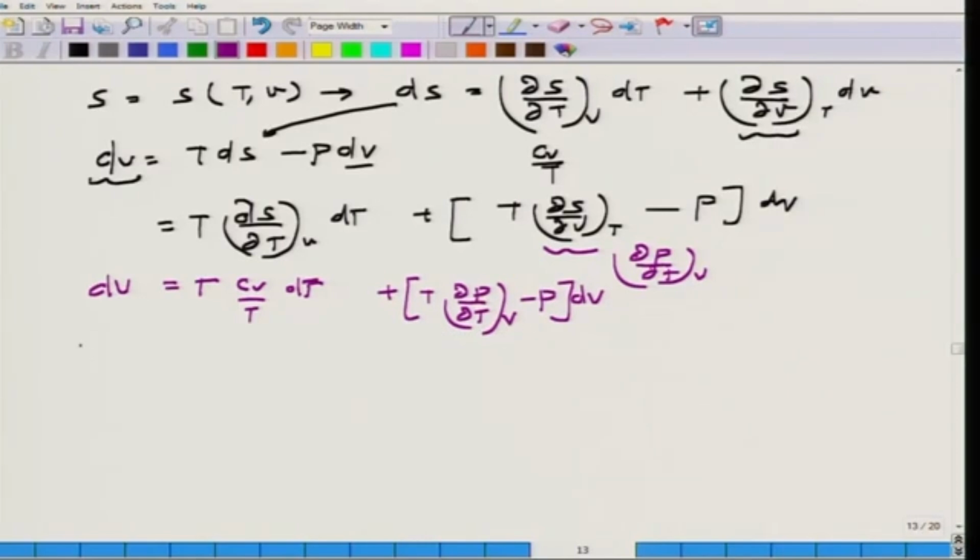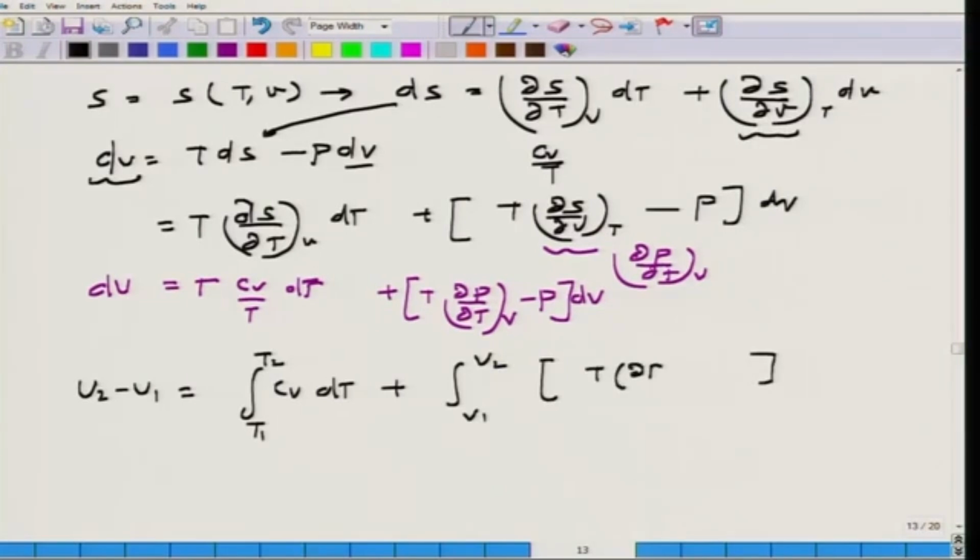So when you integrate this to get your change in internal energy, this is going to be integral of Cv dT from T1 to T2, plus the integral from V1 to V2 of T del P by del T at constant V minus P dV. Here of course the initial state was T1, V1 and we went to T2, V2.